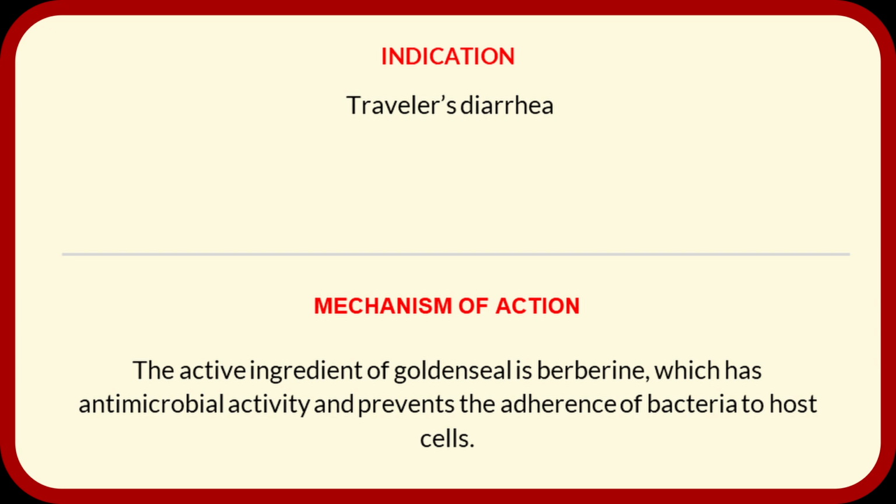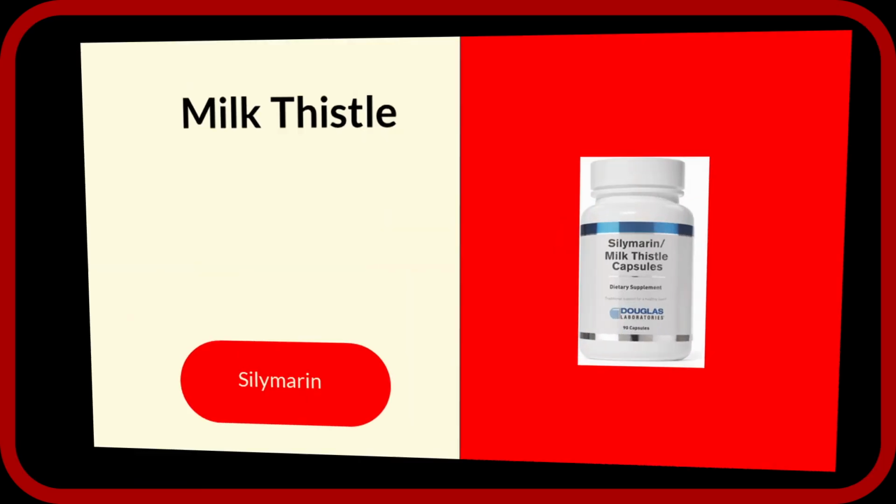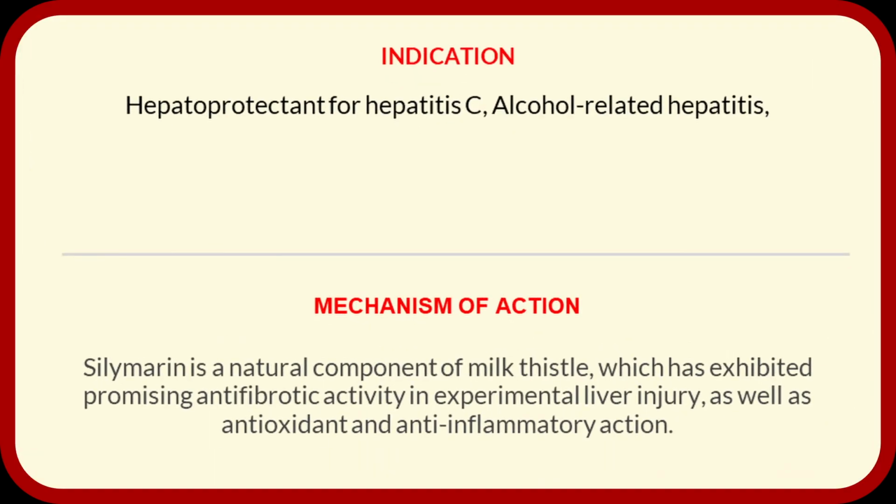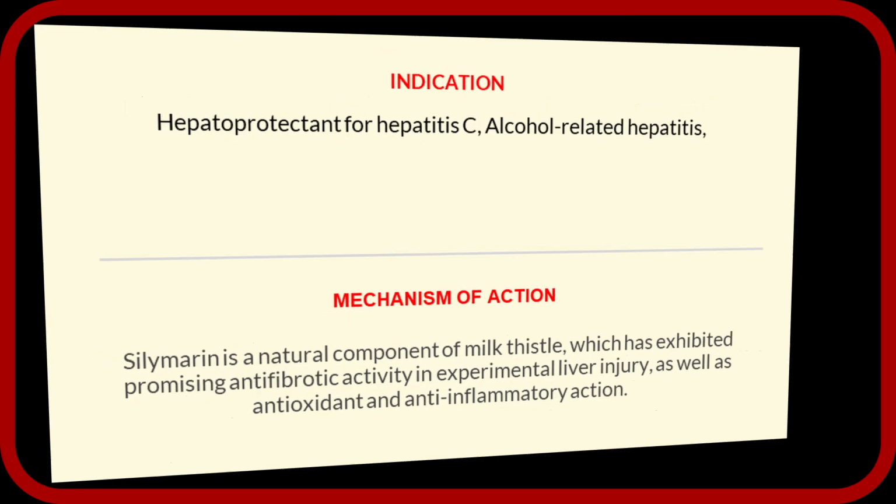The active ingredient of goldenseal is berberine, which has antimicrobial activity and prevents the adherence of bacteria to host cells. Milk thistle, or silymarin, is used as a hepatoprotectant for hepatitis C, alcohol-related hepatitis, and toxicity. Silymarin is a natural component of milk thistle, which has exhibited promising antifibrotic activity in experimental liver injury, as well as antioxidant and anti-inflammatory action.